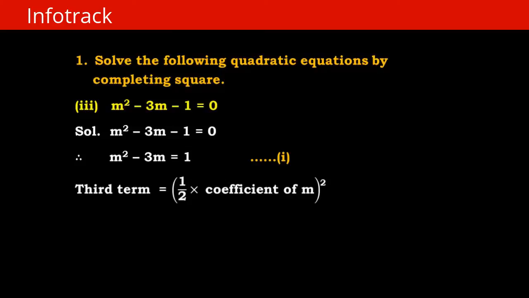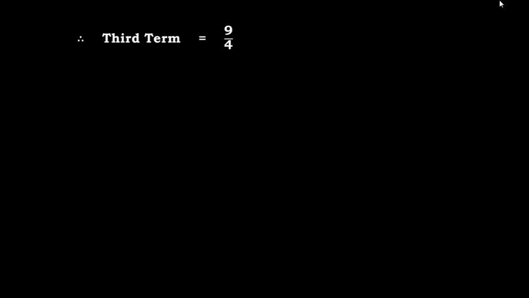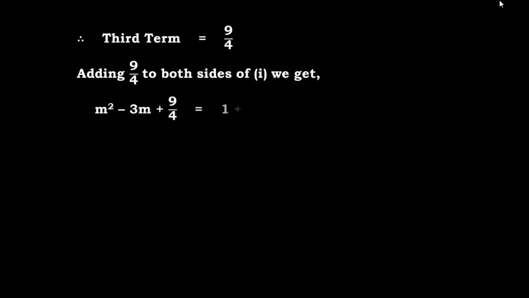So formula, third term is equals to half into coefficient of m the whole square. And the coefficient of m is minus 3, students. See, sign minus 3. So half into minus 3 whole square. That is minus 3 upon 2 the whole square. It will become, third term is 9 upon 4. Adding 9 upon 4 to both the sides of equation 1, we get m square minus 3m plus 9 upon 4 is equals to 1 plus 9 upon 4.